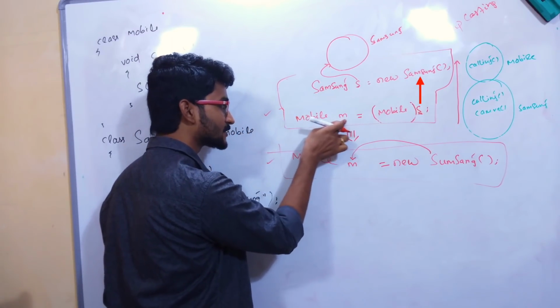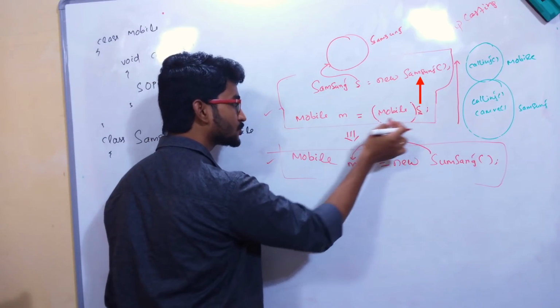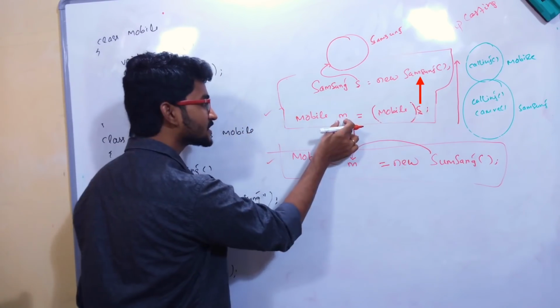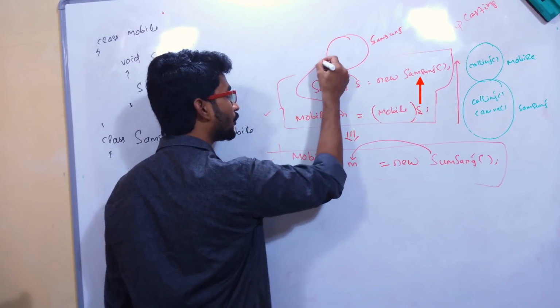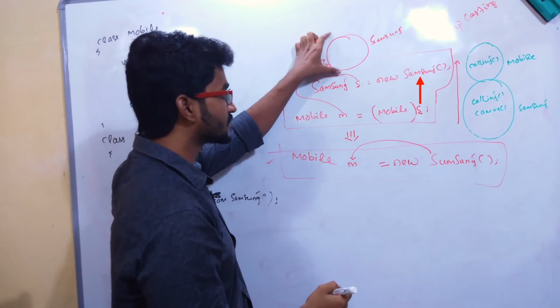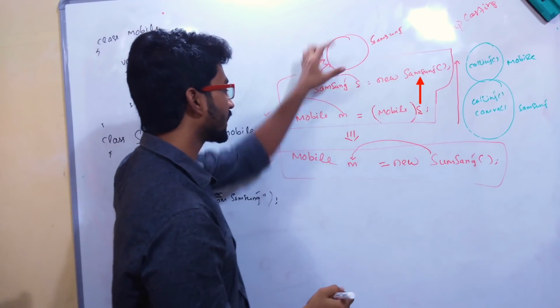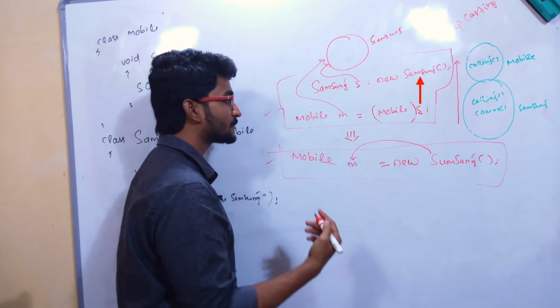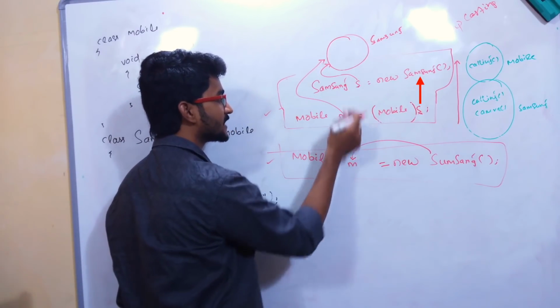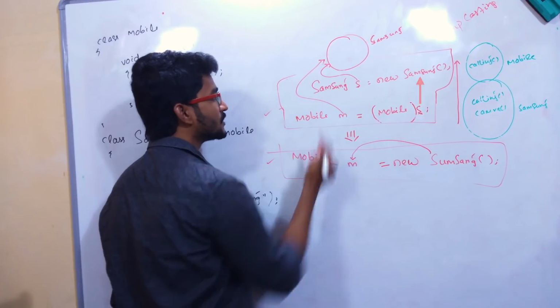This m is a reference. I'm just storing this subtype in a parent class reference. So this is just a reference. This m is right now pointing to this object only, which is the child class object, the subtype object here. It is not creating a different object. This is one object only. This s is pointing to this object and this m is also pointing to this object.